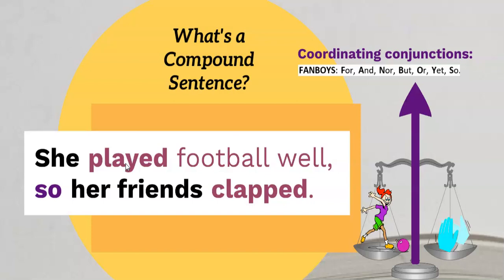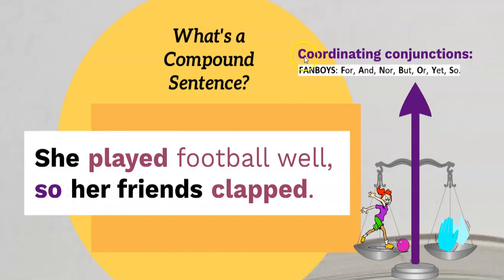The first part of the sentence makes sense by itself, and it's the same with the second part, her friends clapped. Who clapped? Her friends, so her friends is the subject. What did they do? Clapped, so clapped is the verb. Both halves of the sentence have a subject and a verb, and they make sense by themselves, so they're called independent clauses. A compound sentence therefore has two independent clauses which are joined with a word like so.